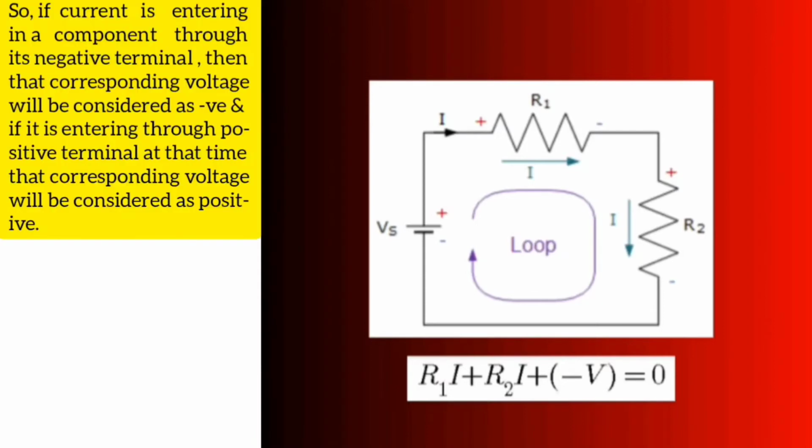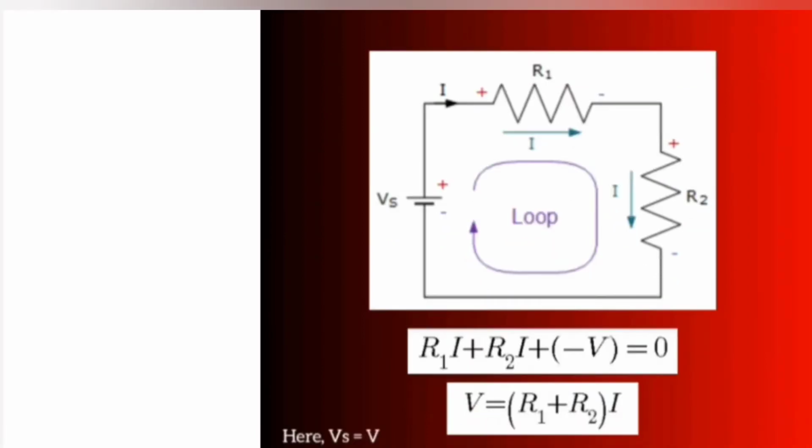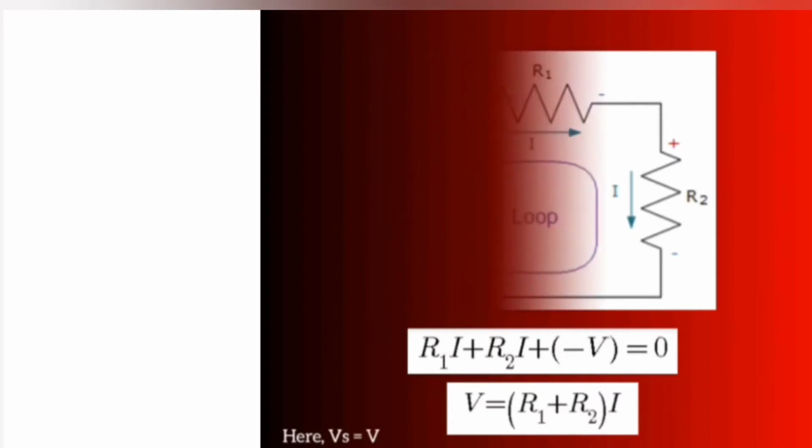So if current is entering a component through its negative terminal, then that corresponding voltage will be considered as negative, and if it is entering through the positive terminal, at that time that corresponding voltage will be considered as positive. Then V equal to (R1 plus R2) into I.